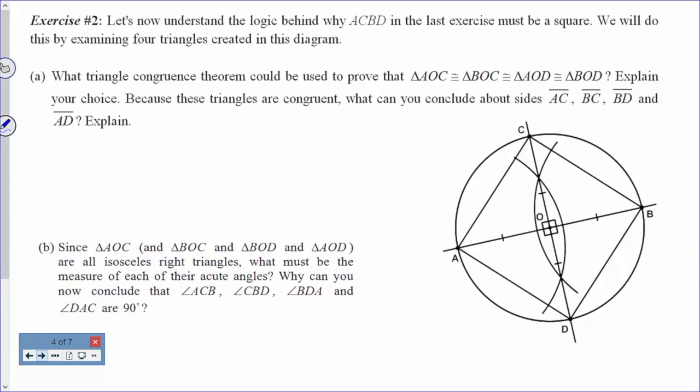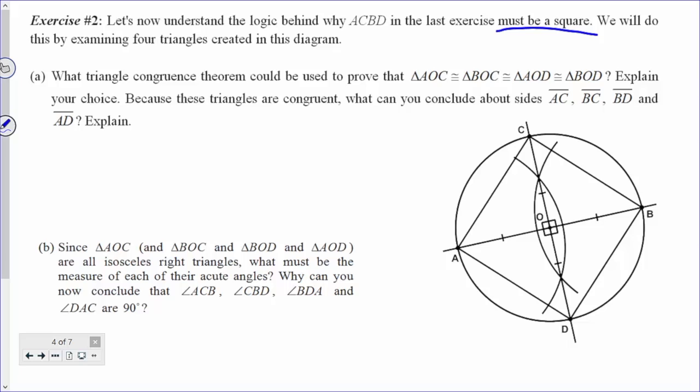Let's now understand the logic behind why ACBD in the last exercise must be a square. We will do this by examining 4 triangles created in this diagram. Right? So in other words, this triangle, this triangle, this triangle, and that triangle. Those 4 triangles are the key to understanding why this must be a square.